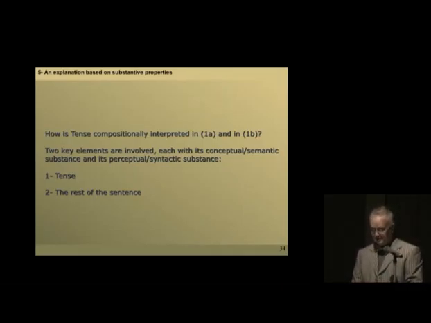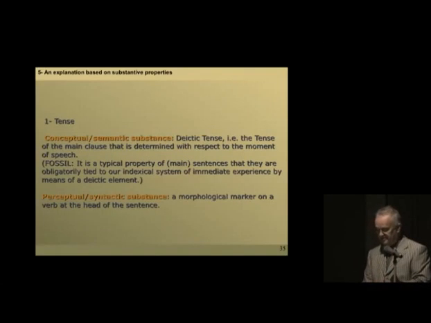What are the two elements involved? Well, tense, of course, and the other element is the rest of the sentence. Okay? So what are both the meaning aspect of these two elements and the form aspect of these two elements? Let's start with tense. What is the tense here? Well, it's the deictic tense. It's the tense of the main clause that is determined with respect to the moment of speech.